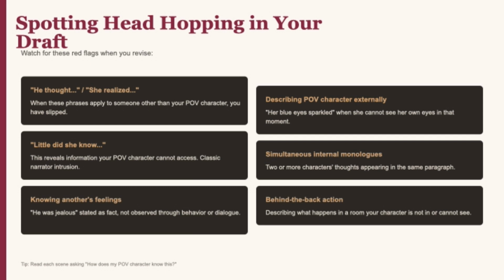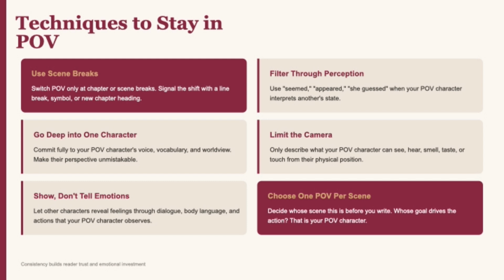And these are good questions to ask yourself for every piece of information in your scene. How does my point of view character know this? If they cannot know, then revise. So, thinking about some techniques to stay in your character's point of view consistently. Use scene breaks for point of view shifts. Only switch point of view at chapter or scene breaks. So, if you have a chapter, make that point of view for that character all that chapter.